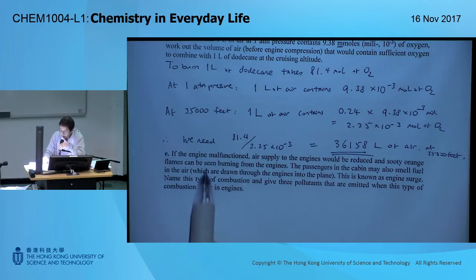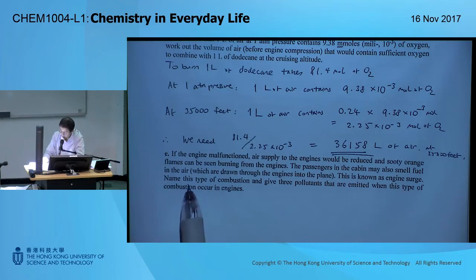Now, of course, if the engine malfunctioned, air supply to the engines will be reduced, and sooty orange flames can be seen from the engines. The passengers in the cabin may also smell the fuel, because the fuel is not burning properly. This is sometimes known as engine surge in aviation. It might be quite scary when you look out of the window and there are some flames and black smoke coming out of the engine, and then you smell some fuel, you think you are going to die. So hopefully this doesn't happen.